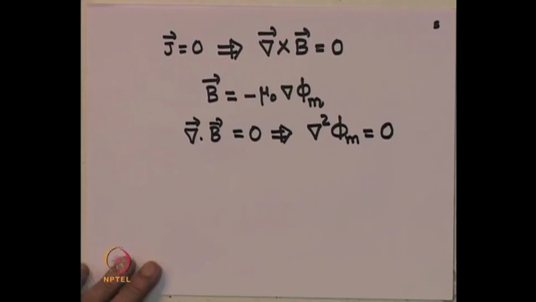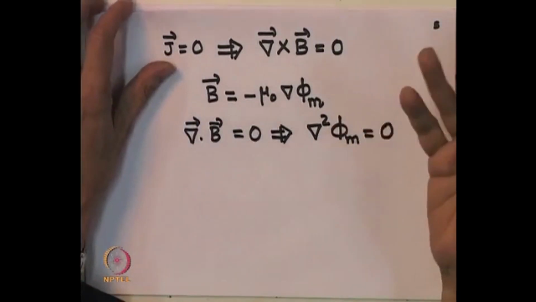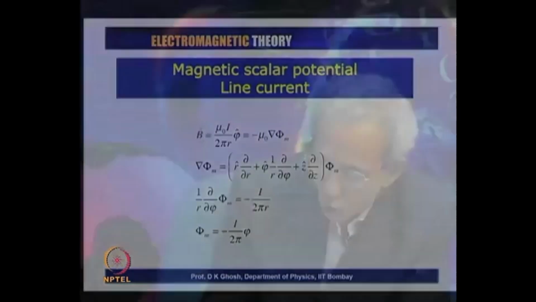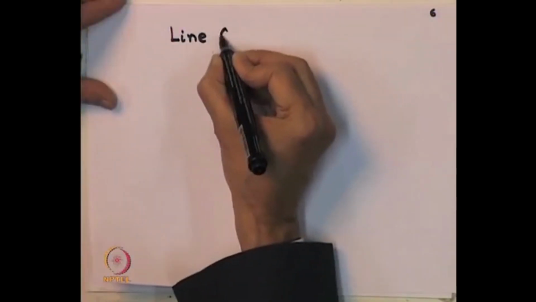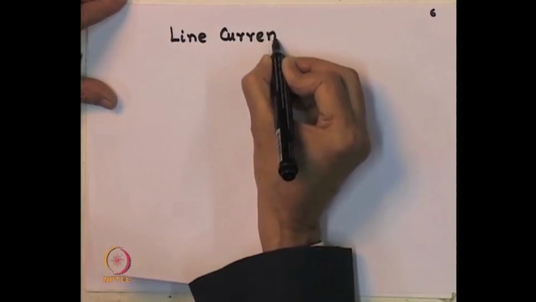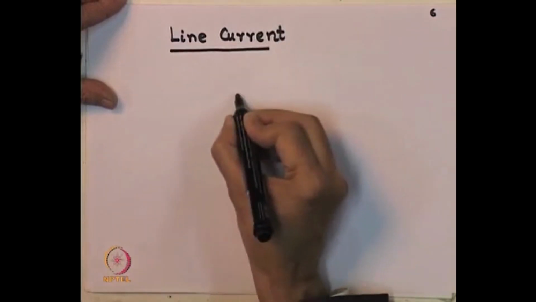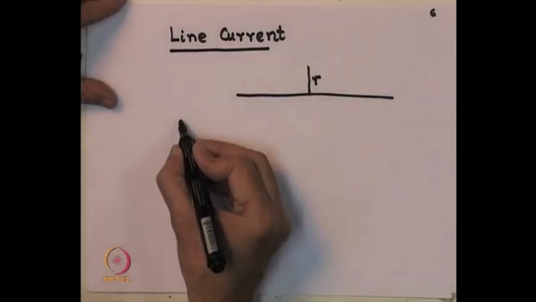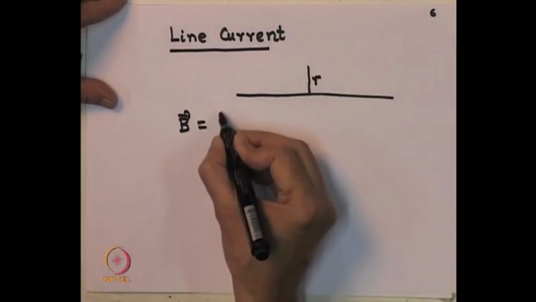What we will do is look at this, which is a useful thing in certain circumstances, and we will talk about a couple of examples of how to calculate the magnetic scalar potential. So, let me take first a line current, and we of course know that for a line current, if I have an infinite current at a distance r, the magnetic field is given by mu 0 I by 2 pi r.